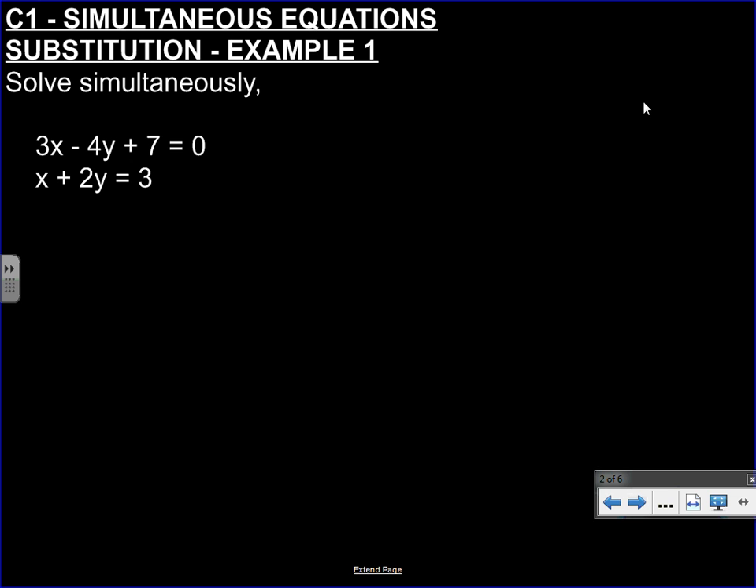Hello everyone, welcome to C1 Simultaneous Equations. This is a skills video, so we're going to be expanding on what you know from GCSE in terms of simultaneous equations, and showing you what simultaneous equations really means in terms of graphs, etc.